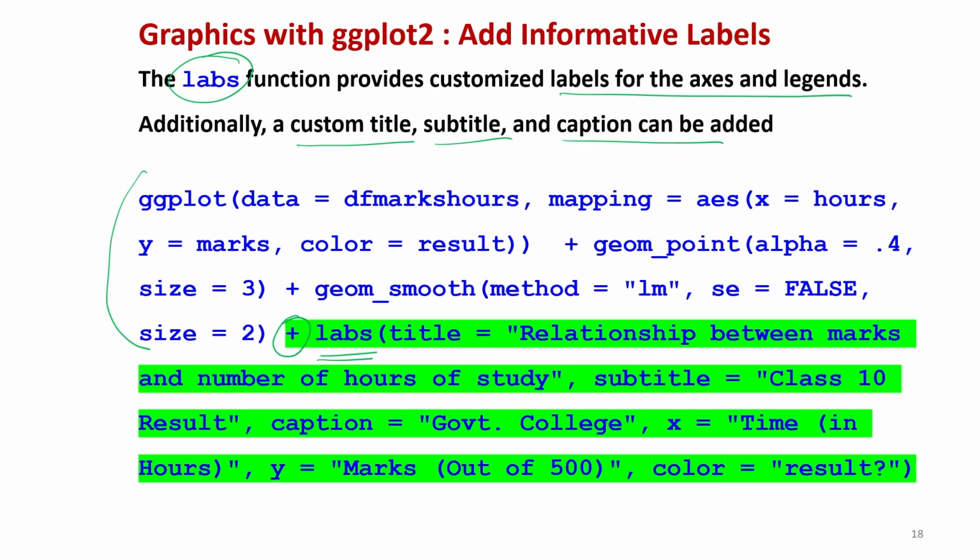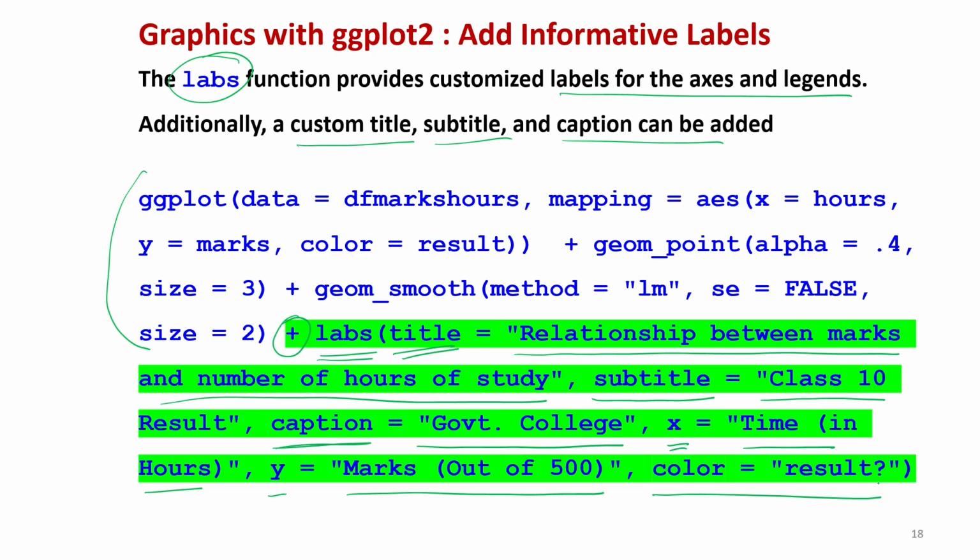Inside the parentheses of the labs function, I give title equal to, within double quotes, relationship between marks and number of hours of study. Then subtitle, within double quotes, class 10 result. Then the caption, within double quotes, government college. On x equal to time in hours, y I give marks out of 500, and color equal to based on result, question mark. This is the pattern I give you for this option.